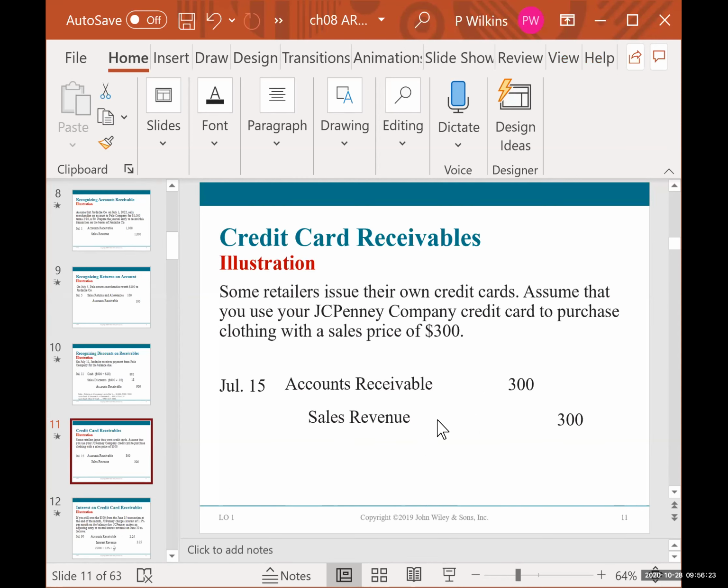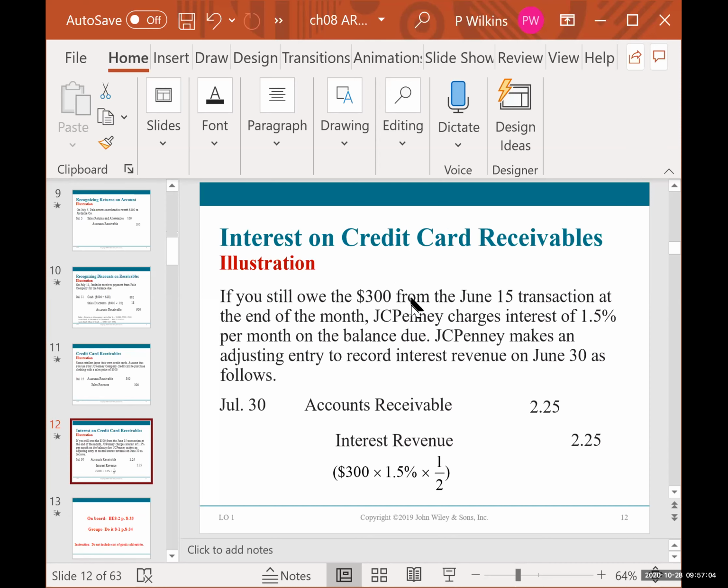The next slide shows that some retailers issue their own credit cards. You're not going to get anything about this in your homework or the exam. They're just trying to show you that a credit card is just a form of revolving credit. They just give you the plastic to make you feel important. So they're showing here that if JCPenney was to bill their customer who bought something on credit card, they would still be debiting accounts receivable and crediting sales revenue. No difference. And again, we are omitting the cost of goods sold portion for any merchandise sales in this chapter.